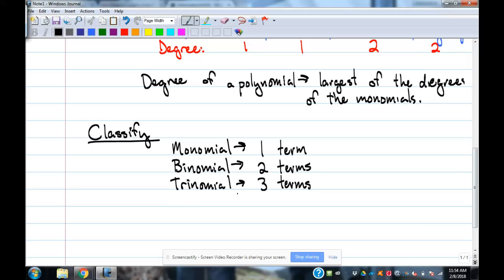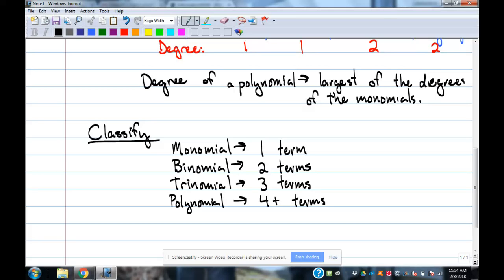Anything bigger than that, we're going to call a polynomial: four plus terms. There are prefixes that go with the other numbers, but we're not going to see anything much bigger than a trinomial here. Anything we do see that's bigger than a trinomial, we're just going to call a polynomial, just a generic term for those.